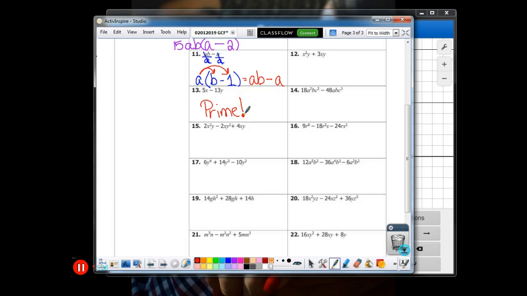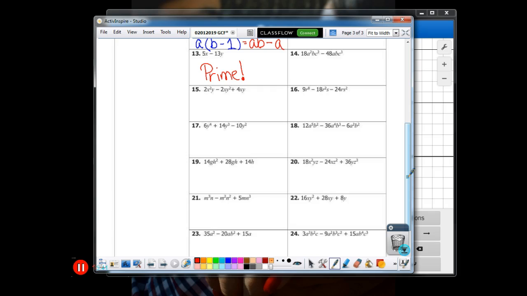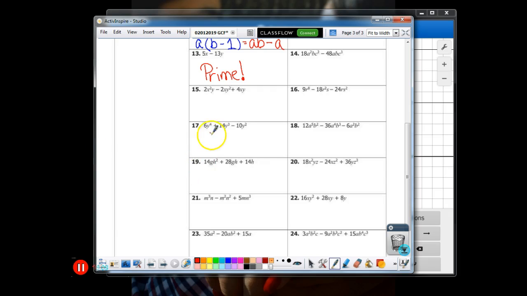I want to show you number 17 because it has bigger exponents. So 6, 14, and negative 10. Now we have 3 terms, so we're going to put 3 numbers in our GCF. The 3 numbers are 6, 14, and 10. And my greatest common factor is 2. So I'm dividing all of them by 2.